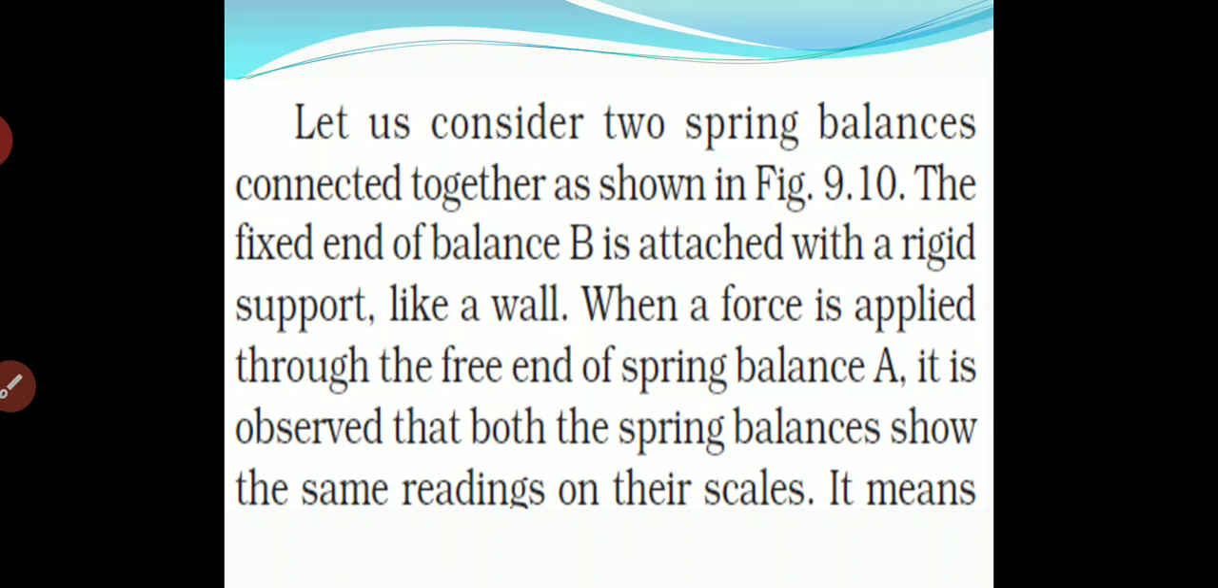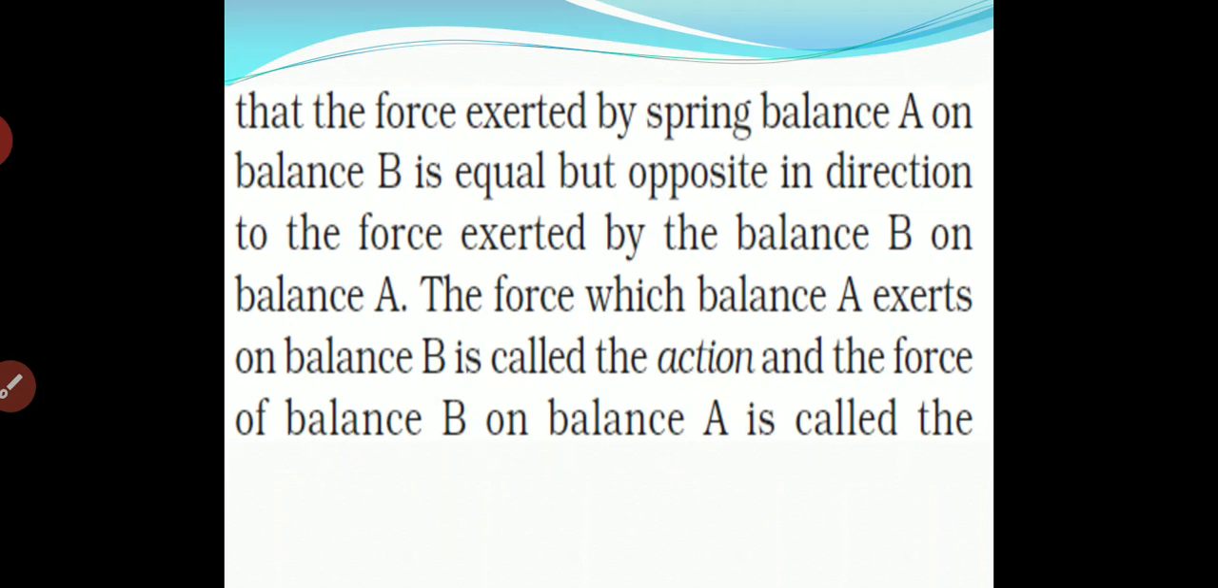Then what will be seen? When a force is applied through the free end of spring balance A, we are exerting a force on spring balance A. It is observed that both the spring balances show the same reading on their scale. It means that the force exerted by spring A on balance B is equal but opposite in direction. So if we are exerting a force on spring balance A, that much amount of force is exerted on B also.